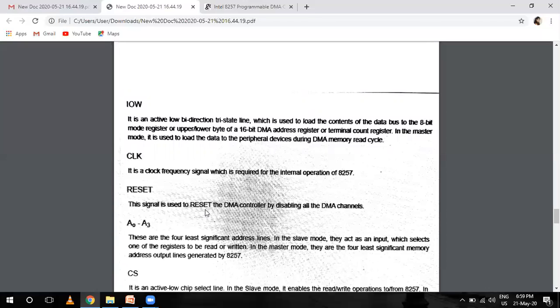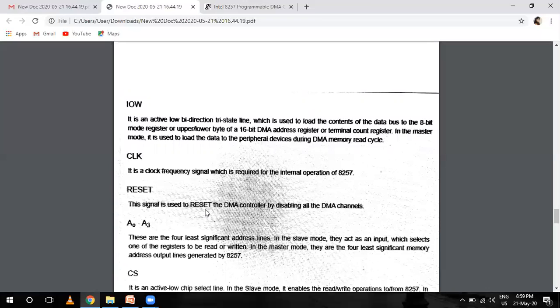Next is CLK. This is a clock signal which is required for the internal operation of 8257. It is the same as the 8085 clock output. Next is Reset. This signal is used to reset the DMA controller by disabling all the DMA channels.